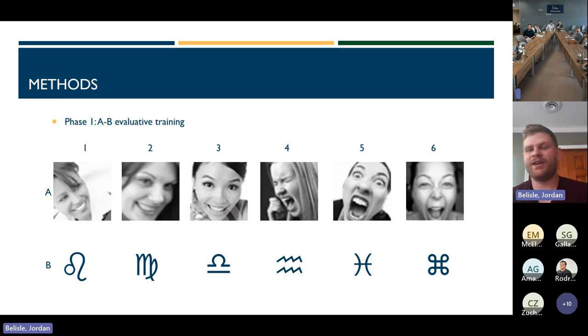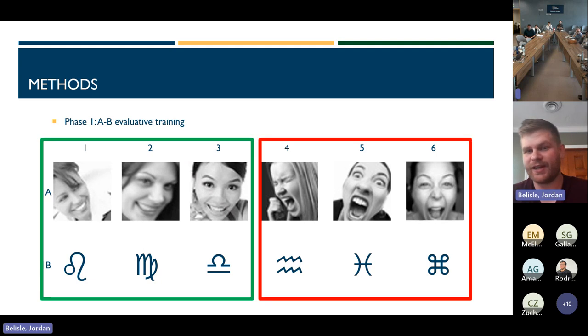After each stimulus pairing phase, we tested correct responding in a match to sample task, including A to B, B to C, A to C, C to B, as well as the merged relations, which we'll get to in a second. Participants showed mastery of the trained A to B relations, but not the derived transitive or equivalence relations, which makes sense given we have not yet introduced any of the C stimuli.